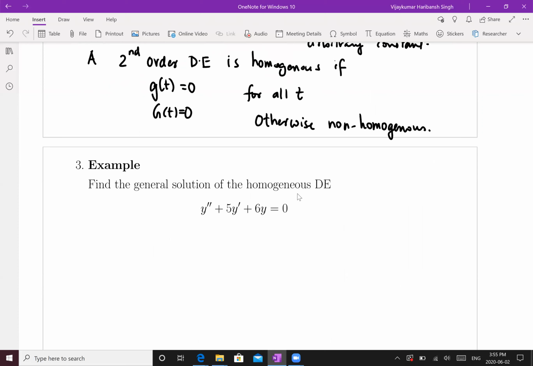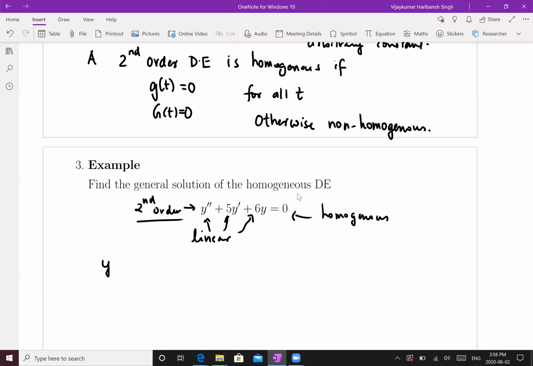Okay. Now let's look at one example. Suppose you're given this second order differential equation. Why is it second order? Because of this. And homogeneous because this is 0. And what else? This is linear, and the coefficients are constant, right? So now recall, we have seen how the solutions are formed.